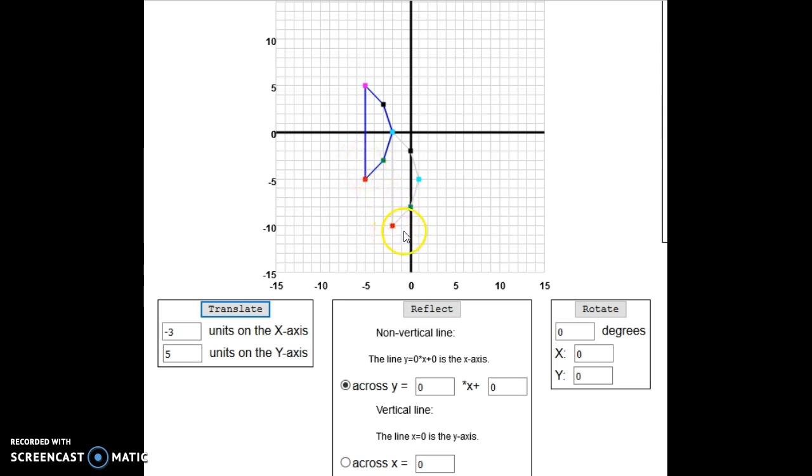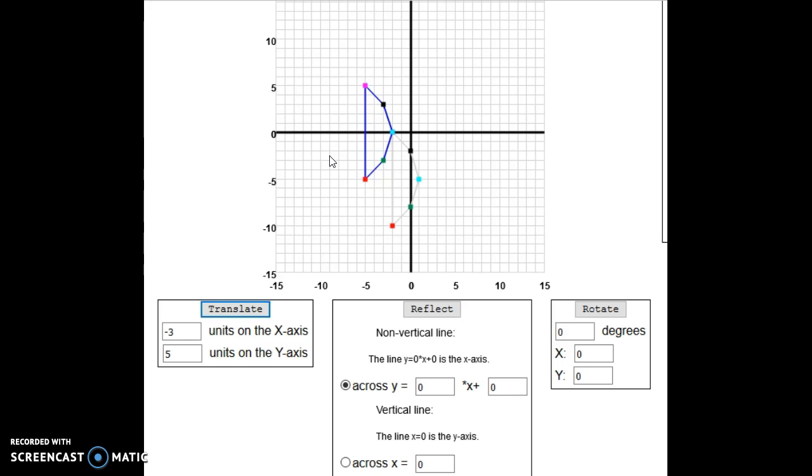All right, so if you start with the red vertex, you could just count. We moved it 1, 2, 3 spaces to the left and 1, 2, 3, 4, 5 spaces up. And that's true for every vertex. You just move each point 3 units left and 5 units up.